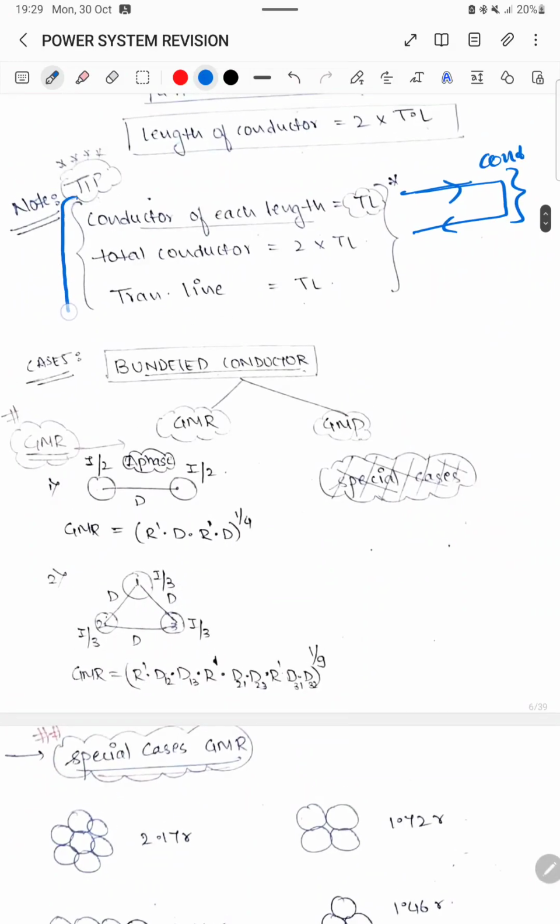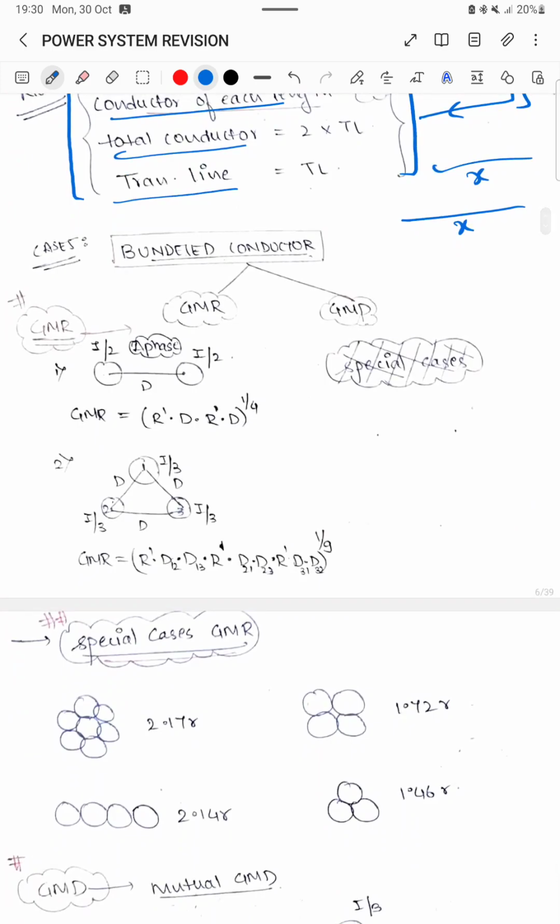Just one tip here: read the words properly, whether the conductor of each length is given, or the total conductor is given, or the transmission line. If the total conductor is given, it is already twice the transmission length. If the conductor of each length TL is given, it is just one side length. This length you have to consider as X.